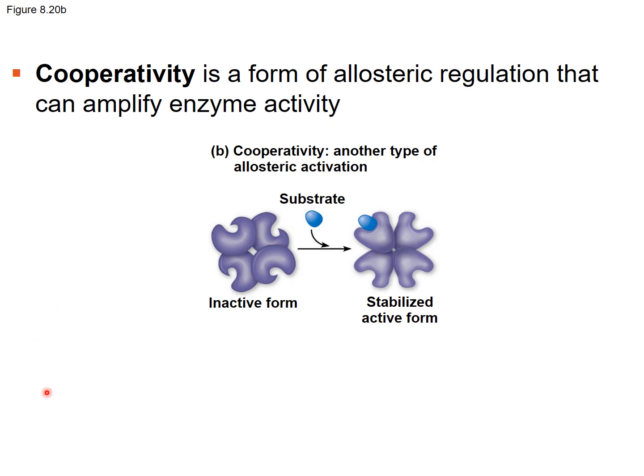Some of these types of enzymes have multiple subunits, so the quaternary structure. They exhibit cooperativity, which is another form of allosteric regulation that actually increases the activity of an enzyme. What happens is we have the inactive form, and the substrate can increase in concentration enough that the substrate can bind one of the active sites.